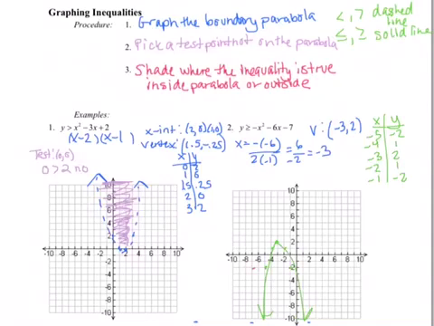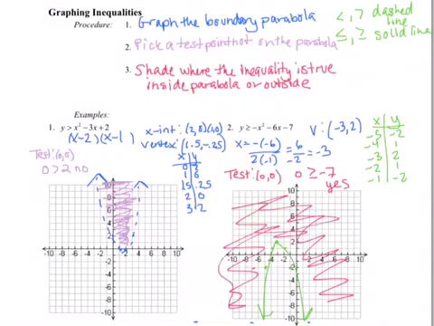Okay, again, I think (0, 0) would be a decent test point because it's clearly on the outside of the parabola. If (0, 0) was on my parabola, I'd want to choose something else. But in this case, 0 will work. So I get 0 is greater than or equal to negative 7, which this time is true. So this time I want to shade where the (0, 0) is, which is on the outside of the parabola. So that's graphing inequalities. Again, the big thing was just to graph the parabola, pick a test point, and shade.